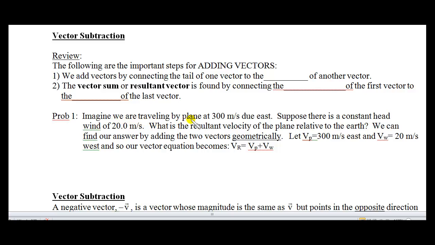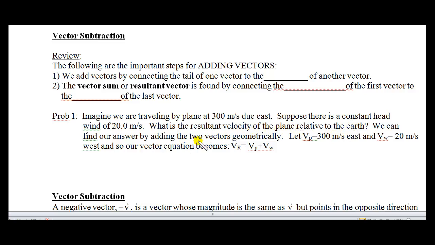We imagine we're traveling by plane at 300 meters per second due east. Suppose there is a constant headwind of 20 meters per second. In other words, we're heading into the wind, and as you might suspect, the plane will be slowing down. What is the resultant velocity of the plane relative to the Earth?